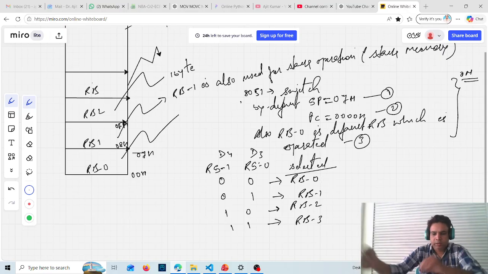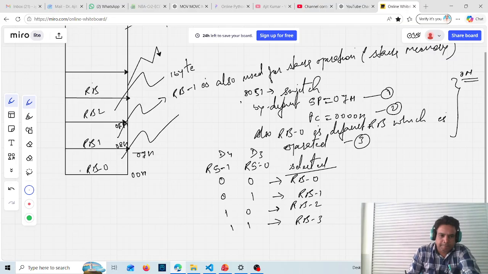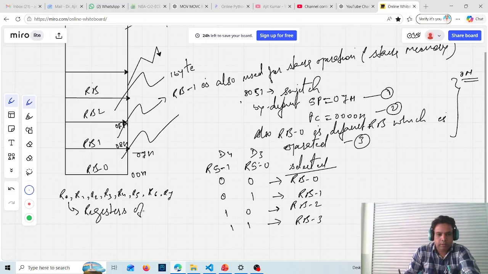Now, if you recall, we have R0, R1, R2, R3, R4, R5, R6, R7. They are the registers which we know in the 8051 microcontroller. There are a total of 8 locations in each register bank.